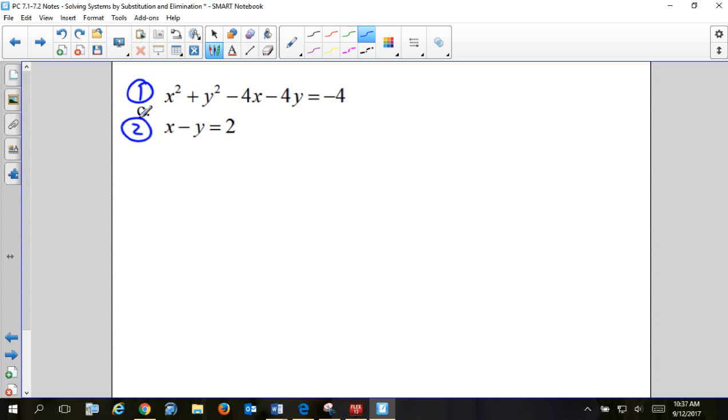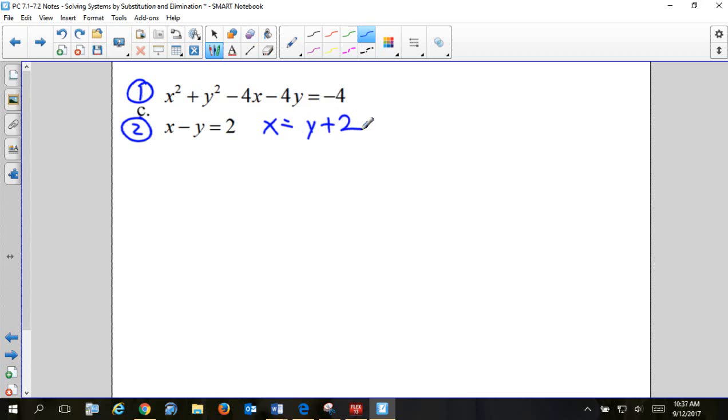Doesn't really matter. I'm going to solve it for x just because it's one less step. But either way, when you go to plug it in up there, both x and y are squared, so you're going to have the same amount of work, with the exception of just solving this one. So I'm going to make this one x equals, I'll move y over, so y plus 2.